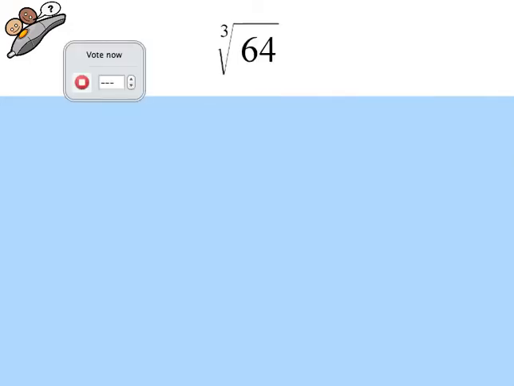All right, here you go, 64, the cube root. So I'm finding what times itself 3 times is going to give me 64.